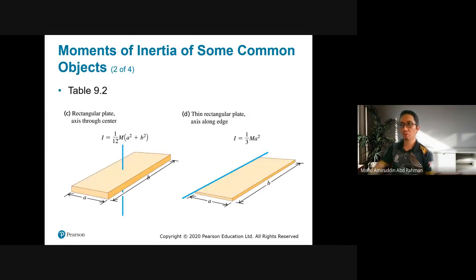Similarly, if we have a rectangular plate with the axis through the center, then whenever you consider the axis of an object at the center, you will be able to reduce the moment of inertia of the object.